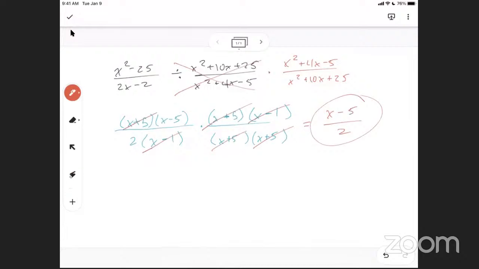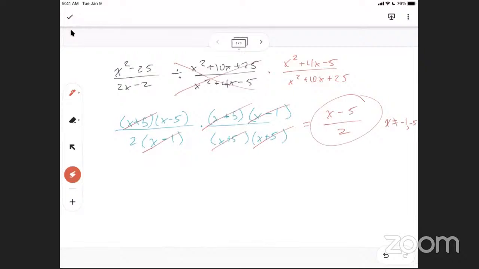Like on the back, we can put x can't equal. You should also probably write, along with this, x cannot equal -1 and -5, because you canceled out a bunch of things. You should write that, yeah.